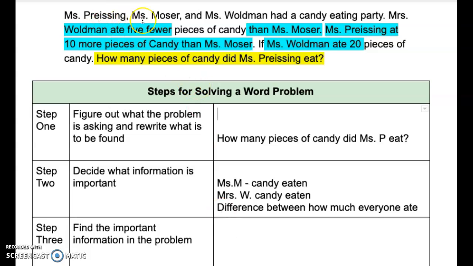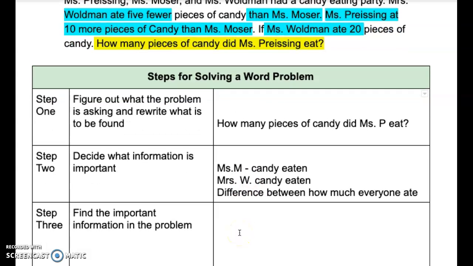This first sentence, Miss Pricing, Miss Moser, and Miss Woldman had a candy eating party, is not necessary to figure out the problem. But we did say we need to know how much Miss Moser's eaten, Miss Woldman, and then the difference. So if I look up here, it says Miss Woldman ate 5 fewer pieces than Miss Moser. So I just highlighted these 2 things. If you highlighted the whole thing, that's totally fine too. So Woldman ate 5 fewer pieces than Miss Moser. Miss Pricing ate 10 more pieces of candy than Miss Moser. And Miss Woldman ate 20 pieces. Okay? All of this information we decided was important, and then we located it.